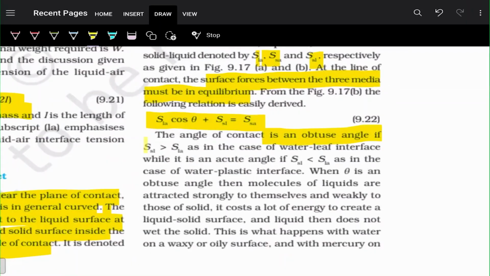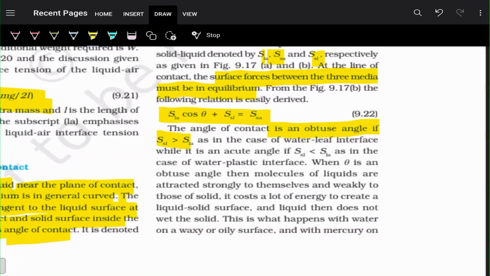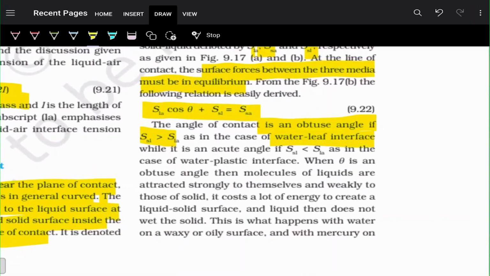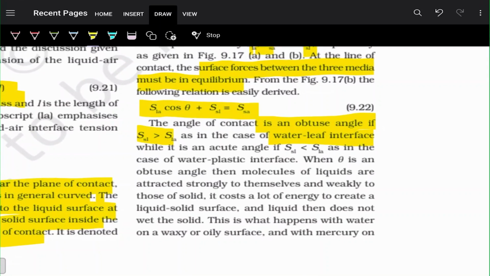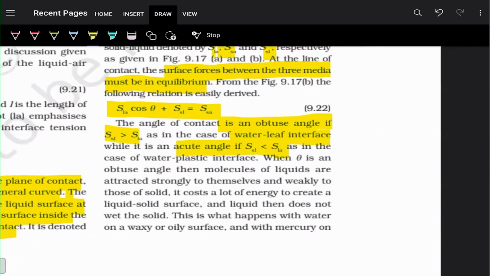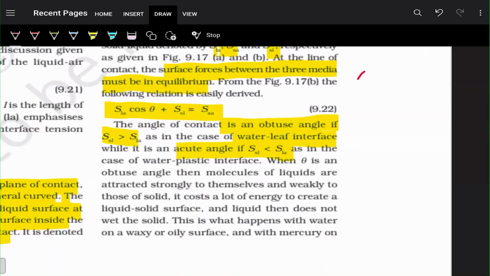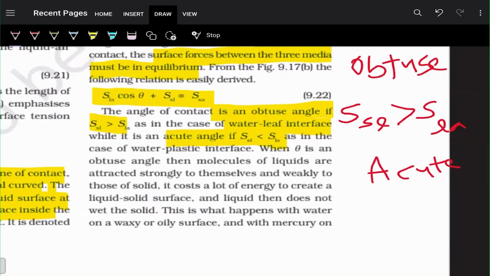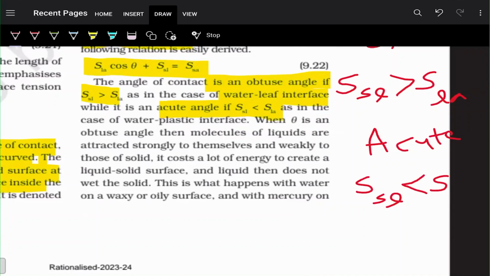അതായത് സോളിഡ് ലിക്വിഡ് സർഫസ് എനർജി ലിക്വിഡ് എയറിനേക്കാൾ കൂടുതലാണെങ്കിൽ ആംഗിൾ ഓഫ് കോണ്ടാക്ട് എന്തായിരിക്കും? ഒബ്റ്റ്യൂസ് ആയിരിക്കും. ഇൻ കേസ് ഓഫ് വാട്ടർ ലീഫ്, ലോട്ടസ് ലീഫിൽ വാട്ടർ വീണപ്പോൾ ആംഗിൾ ഓഫ് കോണ്ടാക്ട് എന്തായിരുന്നു? ഒബ്റ്റ്യൂസ് ആയിരുന്നു. കാരണം അവിടെയുള്ള സോളിഡ് ലിക്വിഡ് സർഫസ് എനർജി ലിക്വിഡ് എയറിനേക്കാൾ കൂടുതലാണ്. While it is an acute angle if SSL is less than SLA. ഒബ്റ്റ്യൂസ് ആംഗിൾ വരുന്നത് SSL greater than SLA. അക്യൂട്ട് ആംഗിൾ വരുന്നത് SSL is less than SLA. വളരെ സിമ്പിൾ ആണ്.